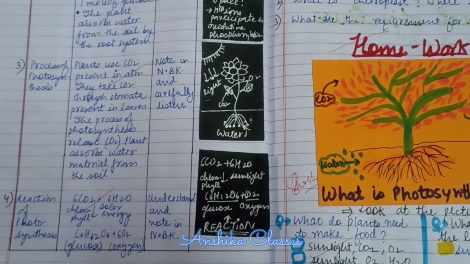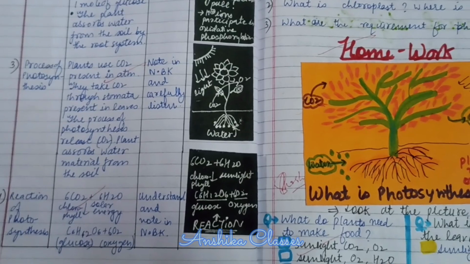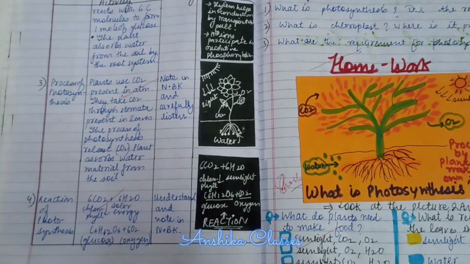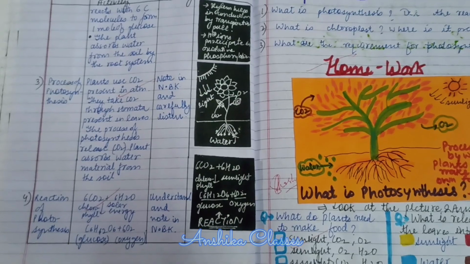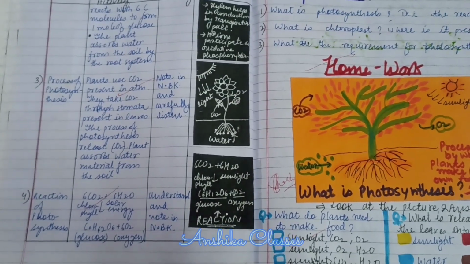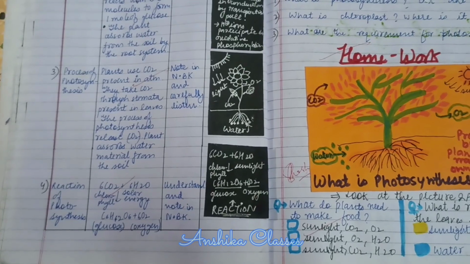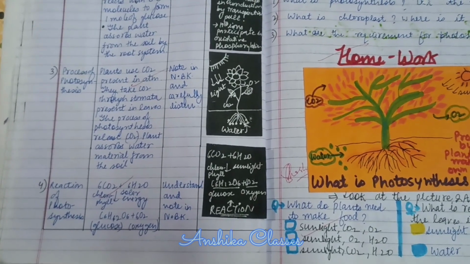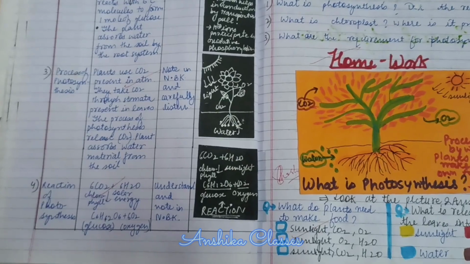Process of photosynthesis. The plants take CO2 from the atmosphere through stomata and water from the soil with the help of the roots. They get sunlight and then convert it into C6H12O6, which is the glucose, and oxygen. The reaction is 6CO2 plus 6H2O forms C6H12O6 plus 6 molecules of oxygen.